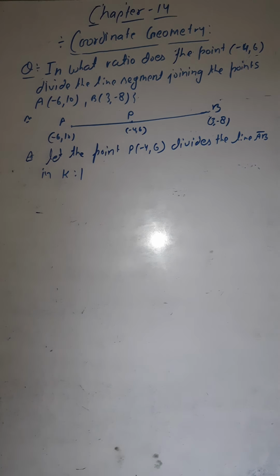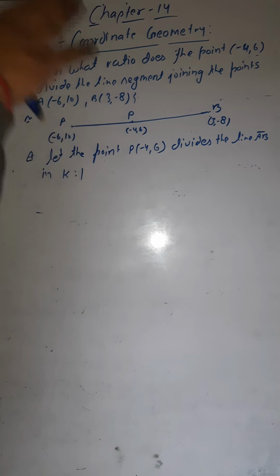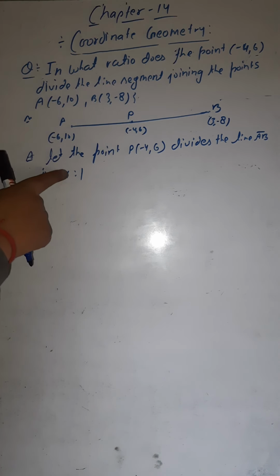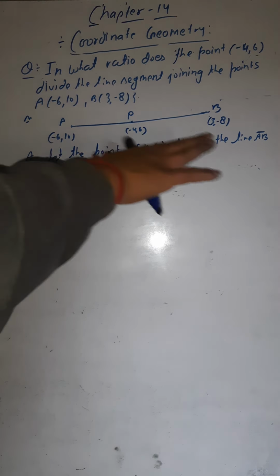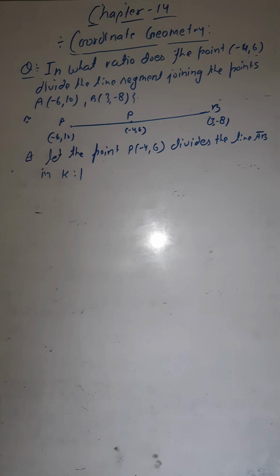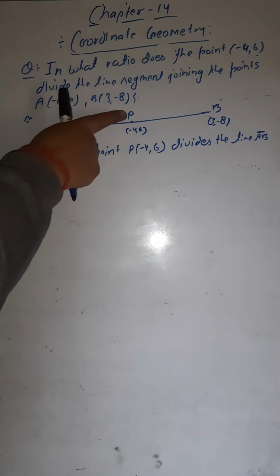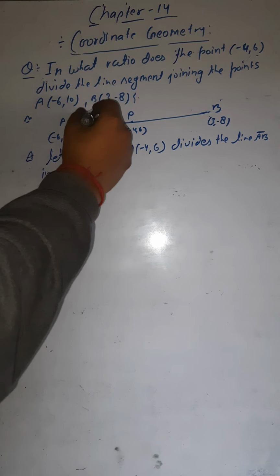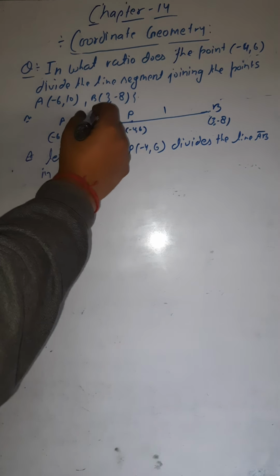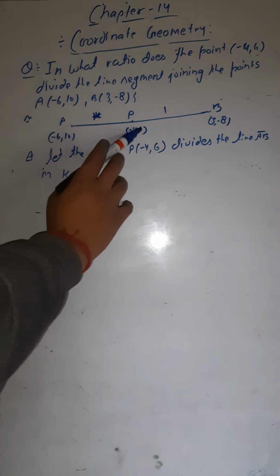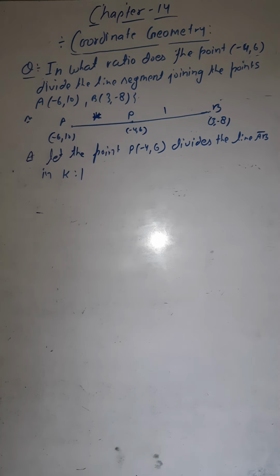In any question where you have to find the ratio, you would take the ratio as K is to 1. So here also I'm taking the ratio as K is to 1, so I have m1 as K and m2 as 1. Now, if any point is dividing the line segment in the ratio K is to 1, then the coordinates of point P, that is X, will be equal to (m1 x2 + m2 x1) divided by (m1 + m2), and Y would be equal to (m1 y2 + m2 y1) divided by (m1 + m2).